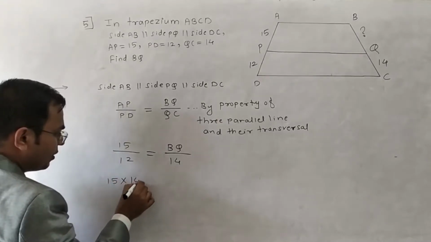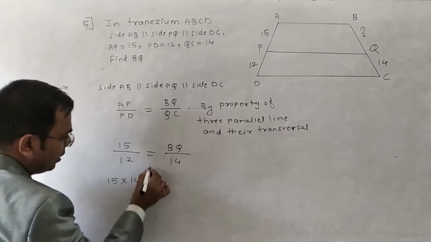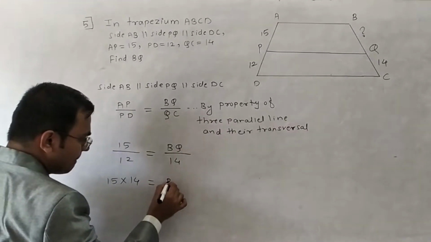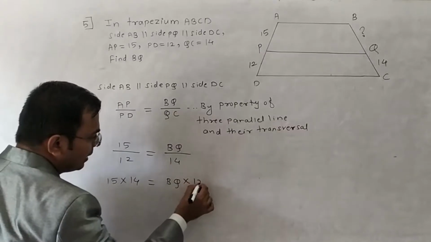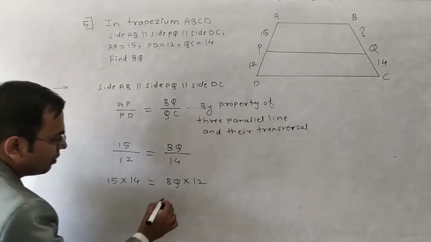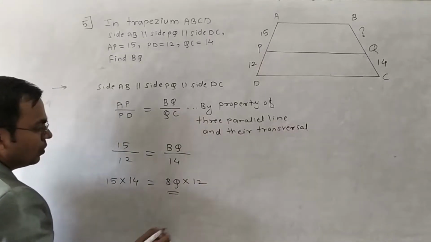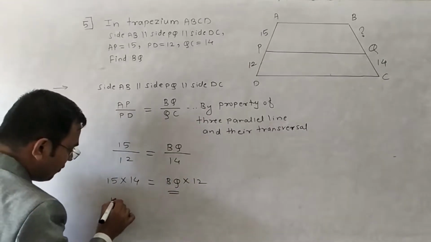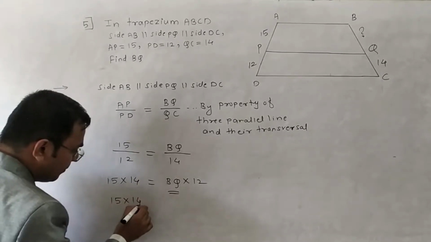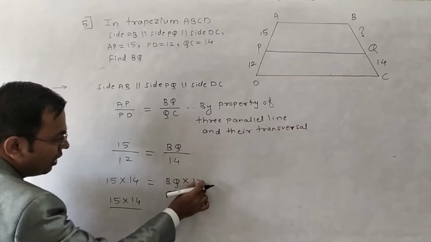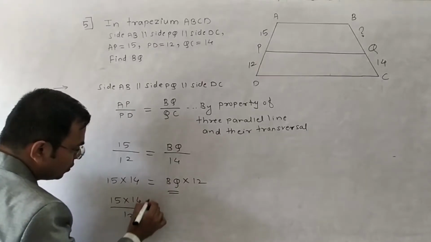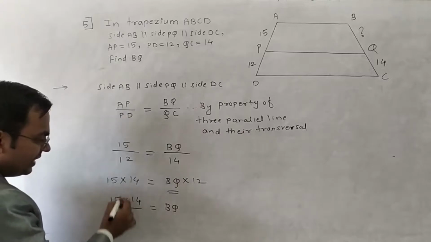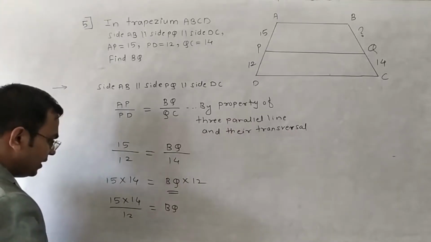15 multiplied by 14, equal to BQ multiplied by 12. So now we want BQ, so make BQ alone. Move 12 to that side. So 15 into 14, with 12 coming in the denominator, is equal to BQ. So divide this. What will you get?